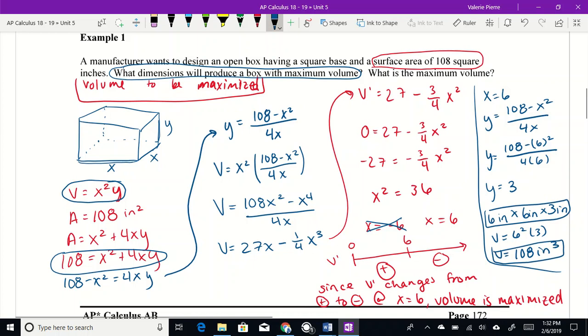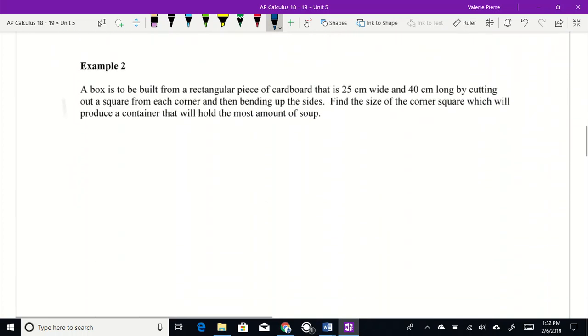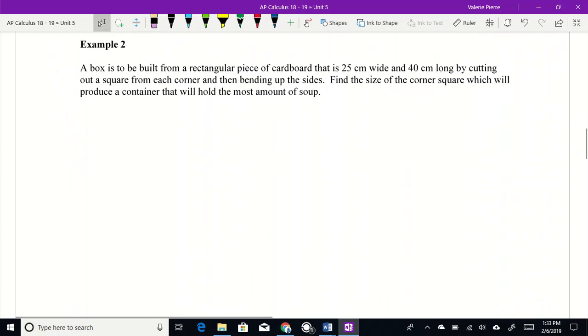Okay, so optimization problems can be a little long. It's all about the way you set up your problem. If you are unable to set up your problem accurately, you will lead yourself down the wrong path, which will lead you to the wrong answer. So it's all about the setup, and that's where most of the time gets put in. So for example number 2, we're not actually going to do example number 2. However, I will help you set this up.